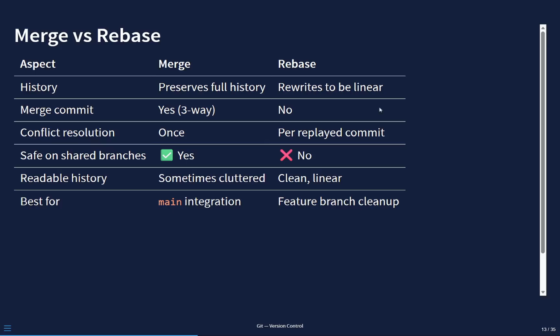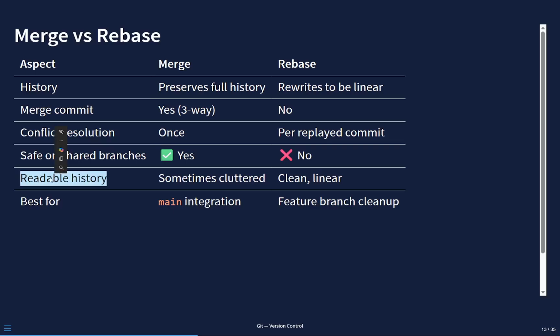Merge commit. A 3-way merge always produces a merge commit. Rebase does not. Conflict resolution. With merge, you resolve all conflicts at once in the merge commit. With rebase, you may resolve conflicts for each commit that gets replayed, potentially multiple rounds, though typically minor ones. Safety on shared branches. Merge is always safe. Rebase rewrites history, never safe on shared branches.